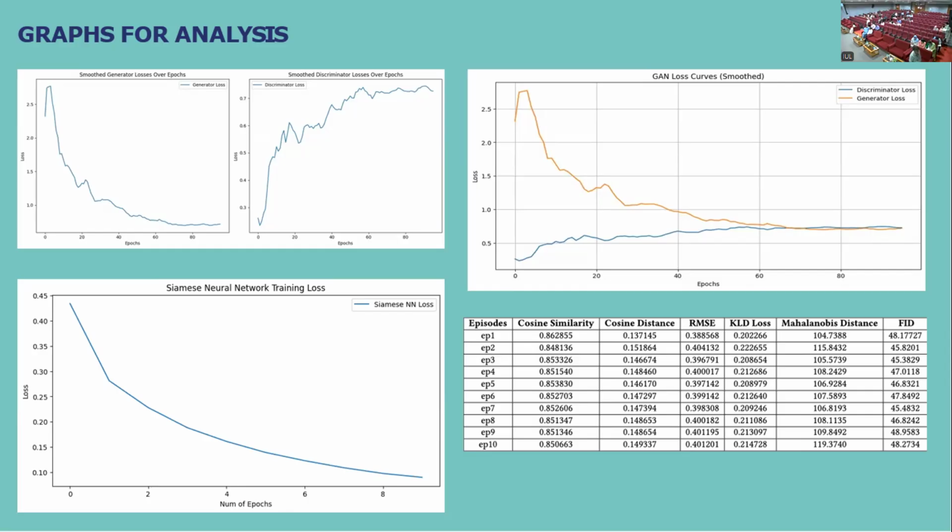When we analyze the cosine distance or KLD loss between the generated and the original fingerprint, the KLD loss was found to be 2%. It is 2%. In the table that we have shown, the KLD loss is 2%.